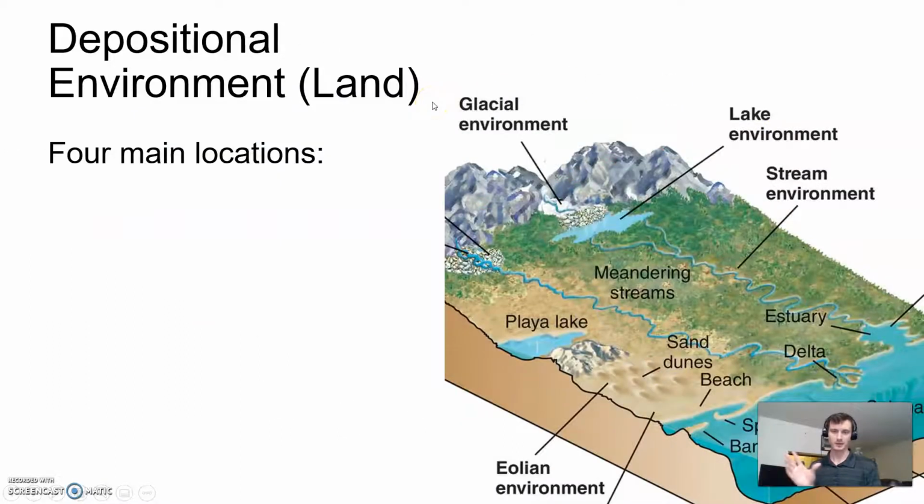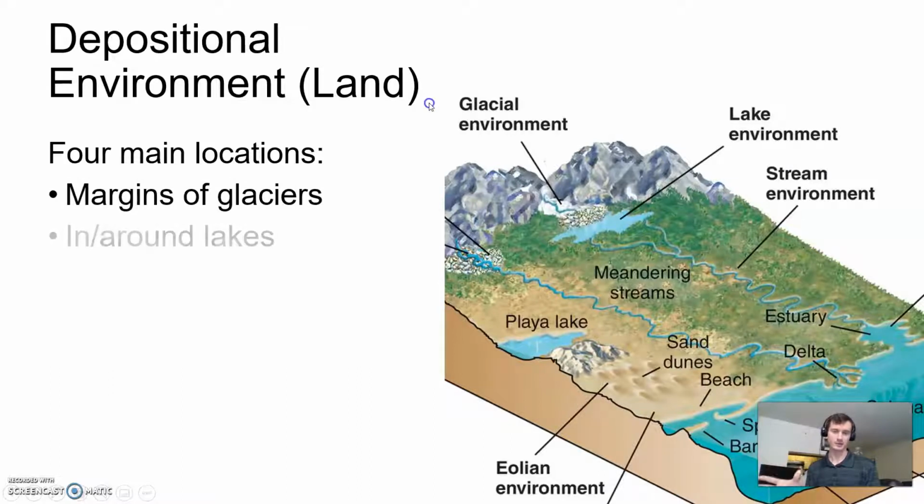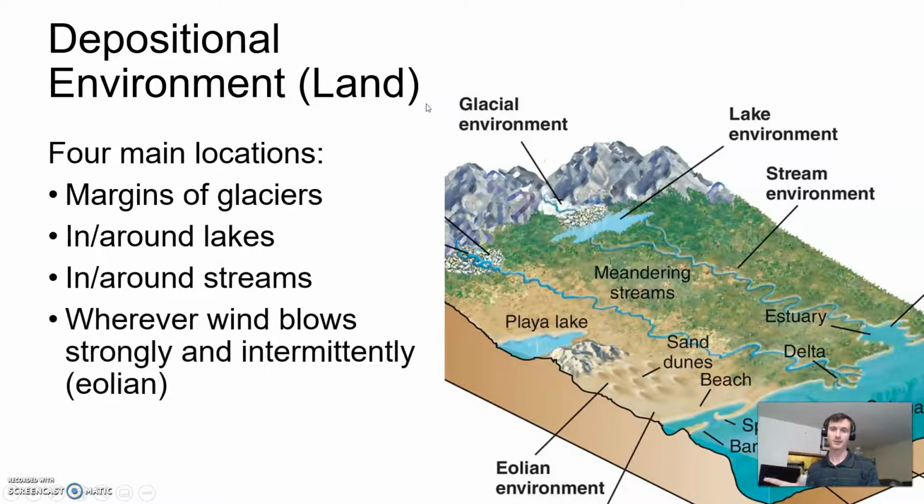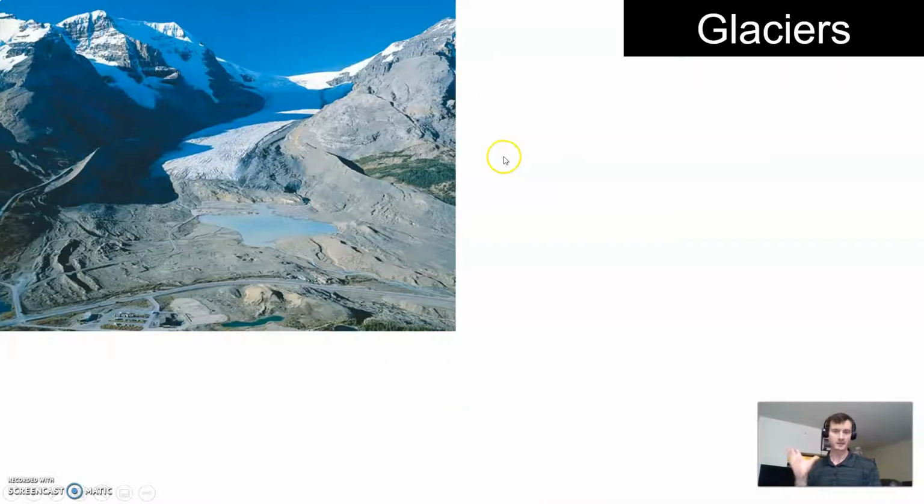So first, on land, what are our four main locations? We have glacial environments, in and around lakes, in and around streams, and Eolian environments, or places where we have wind blowing strongly and intermittently, right? Something like this. So first, glaciers.